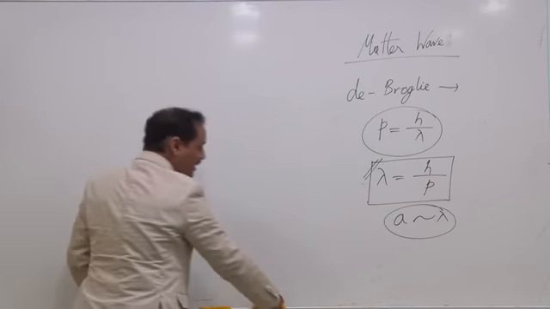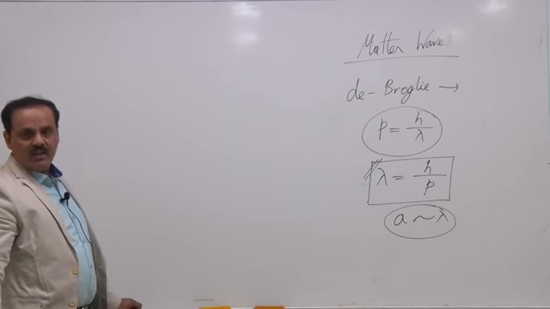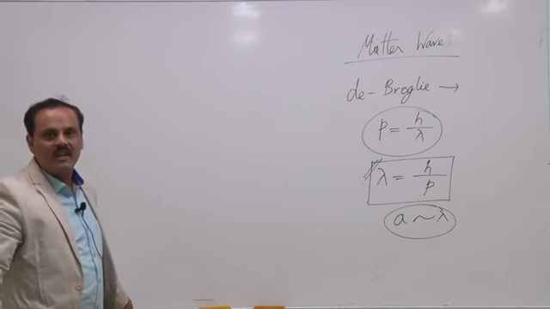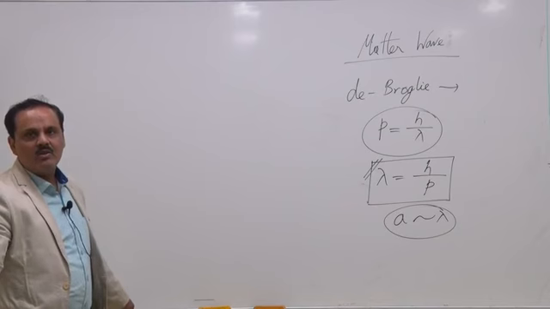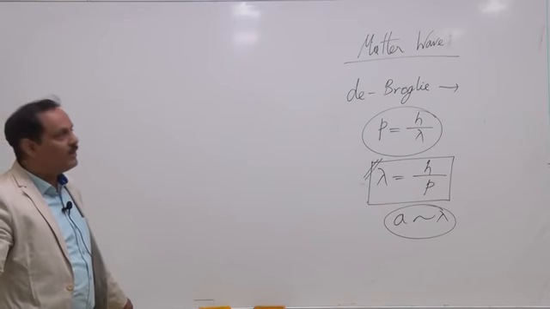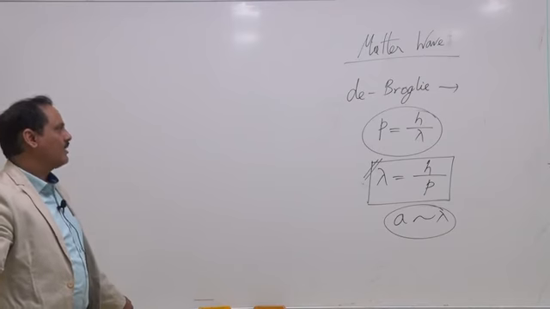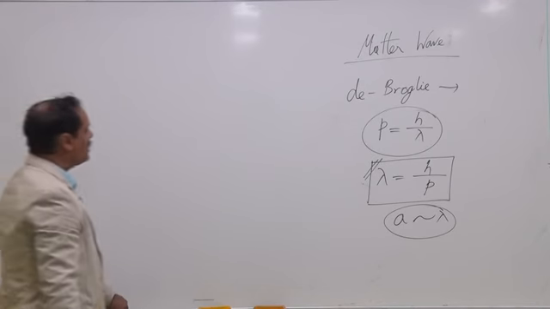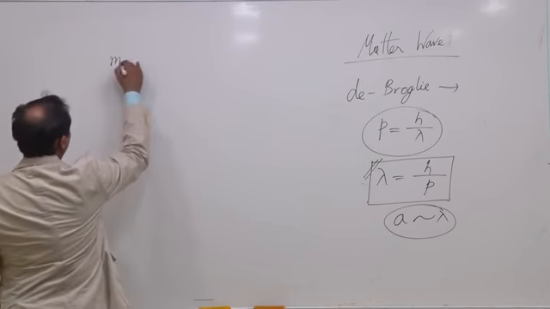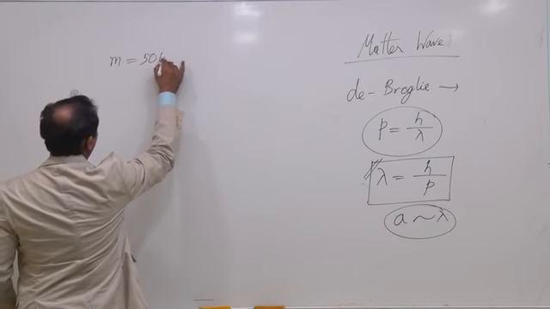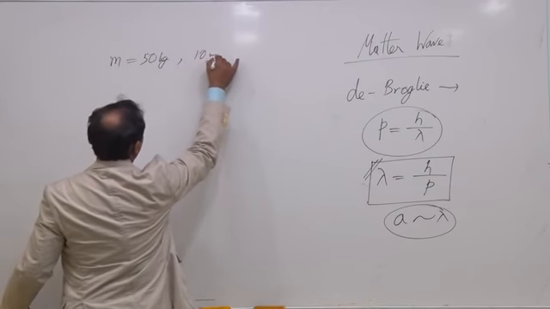You might have heard the name of electron microscope. In electron microscope, instead of light beam, electron beam is used to form the image, where electrons behave as wave. Let us see. The question is, a person of mass 50 kg is running with a speed 10 meter per second.